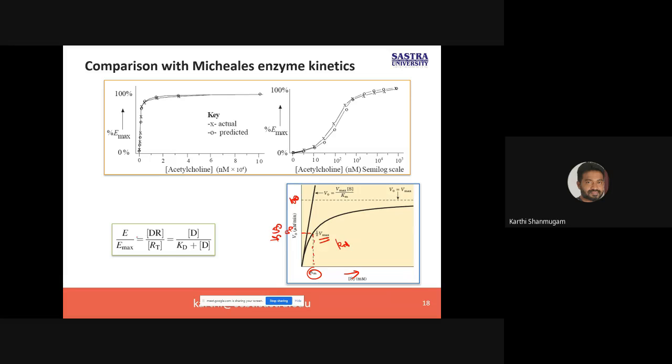So very similar is this Kd, right? So Kd is instead of velocity, instead of substrate, this is the drug concentration on the x-axis, and the biological response is on the y-axis. So Kd is nothing but the concentration of the drug molecule that is required to produce the 50% of the biological response. Is it understandable?